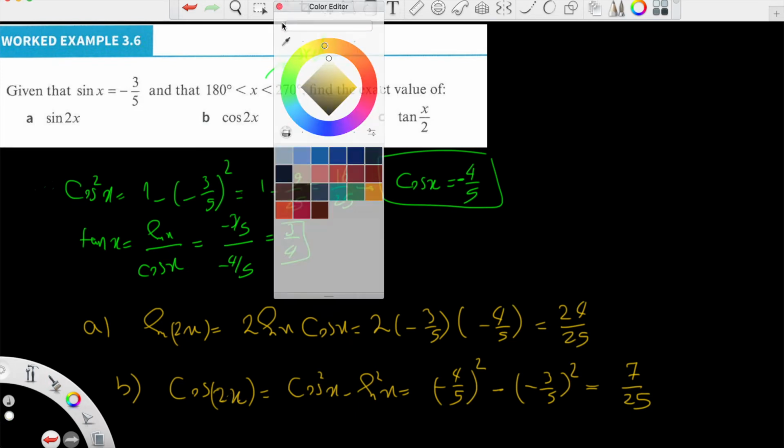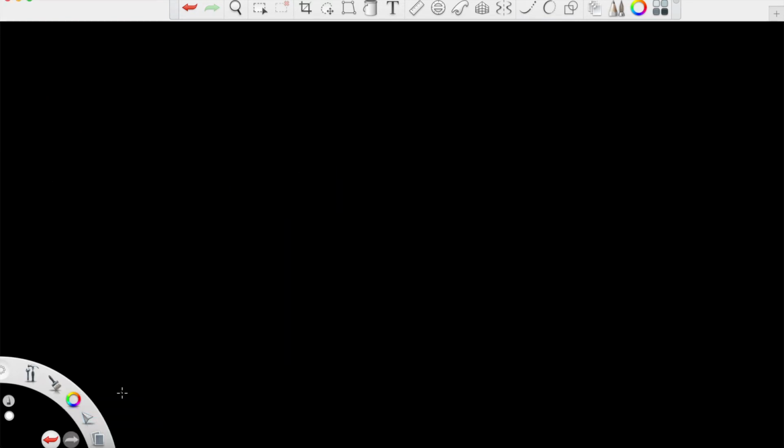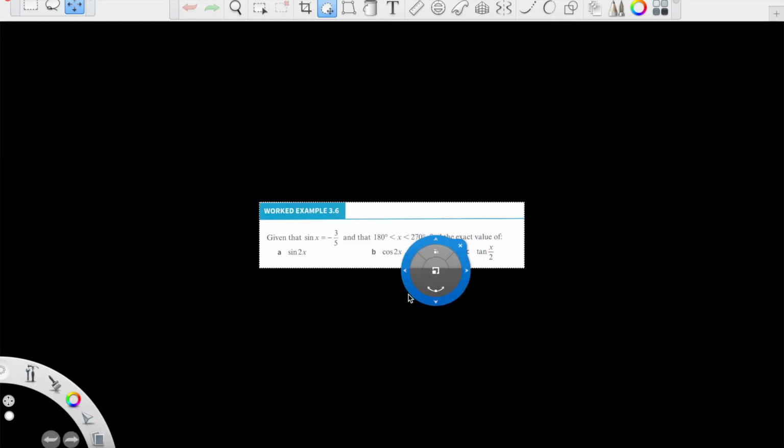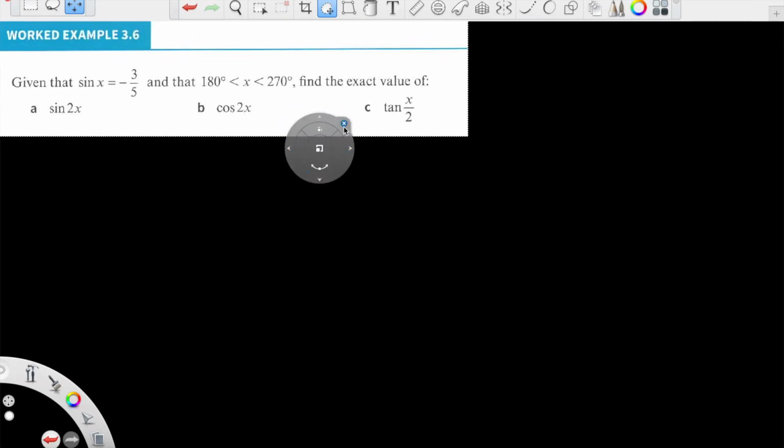Now for the third part, part C, tan of x is 3 over 4. We need it. One second, let me bring the question here again. And I write here tan of x is equal to 3 over 4. We found it in the previous part.